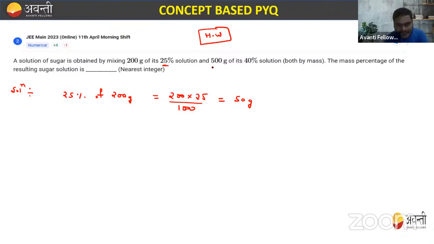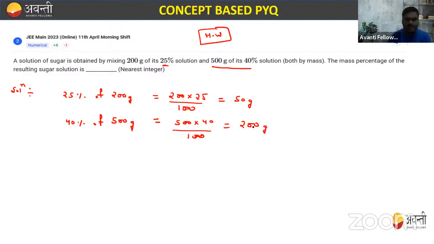And 500 gram of 40%. So 40% of 500 gram, how much is it, beta? Tell me quickly. That is 500 multiplied by 40 and divided by 100. So we can say 5 times 40 is 200, so it comes out to be 200 gram.